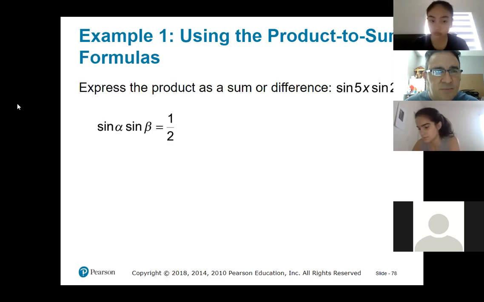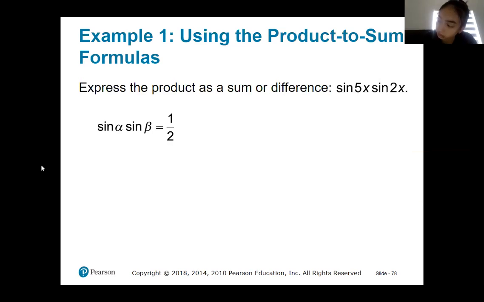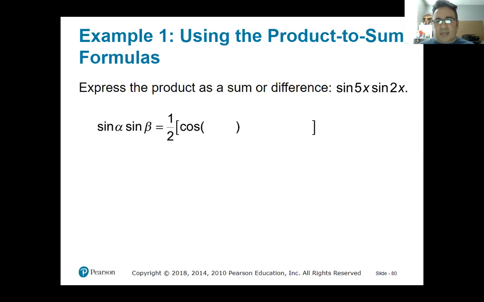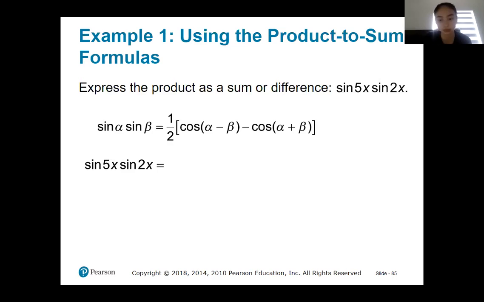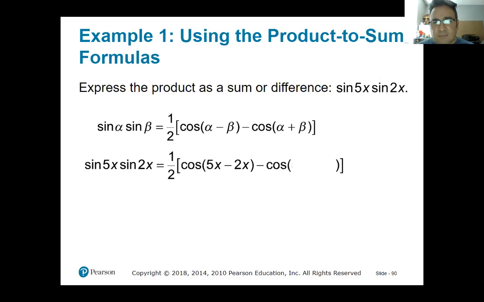Gisele, go ahead. Brackets cosine 5 minus 2x minus cosine 5x plus 2x. Very good. So this is the actual formula, and Gisele jumped ahead because she's already on point. Alpha is going to be? Alpha is 5x, and beta is 2x. Very good. And since Gisele already called it out for us, alpha is 5x, beta is 2x, and I just substitute the values. All I'm doing is substituting alpha and beta.